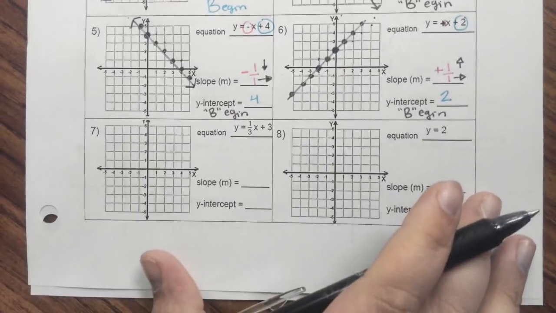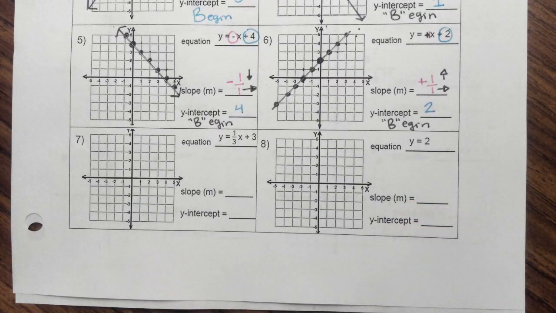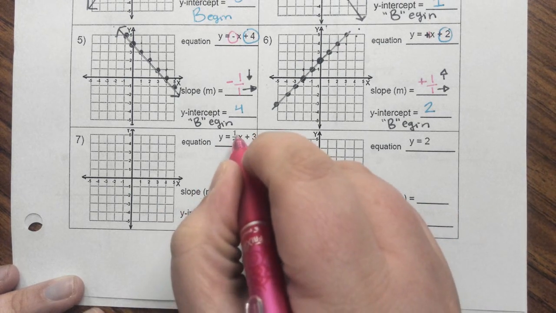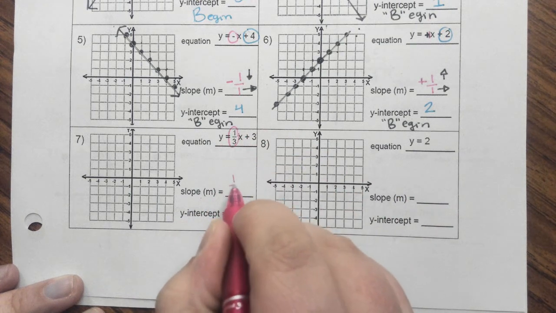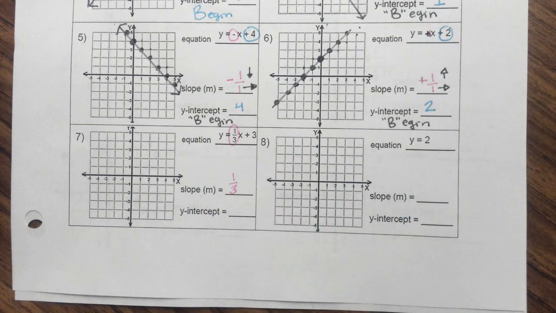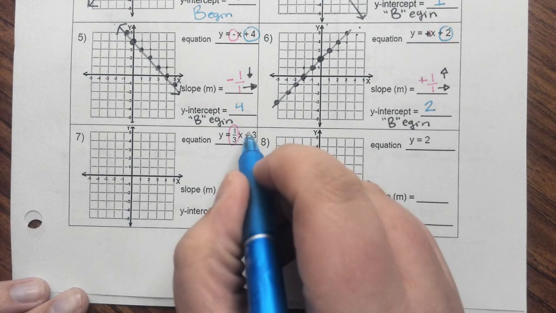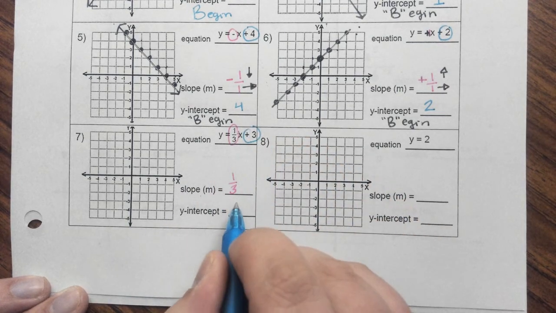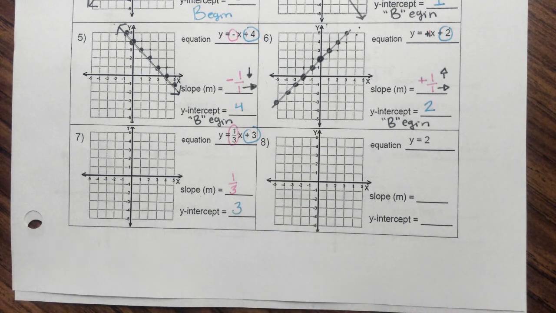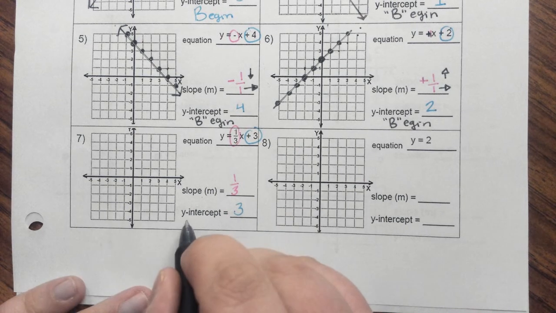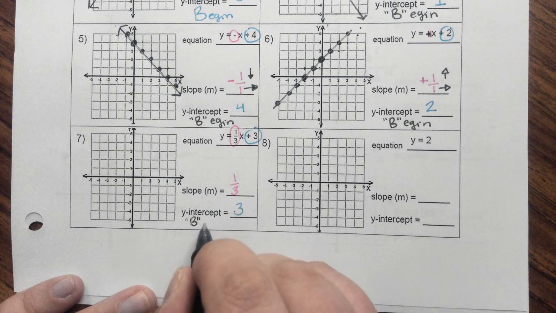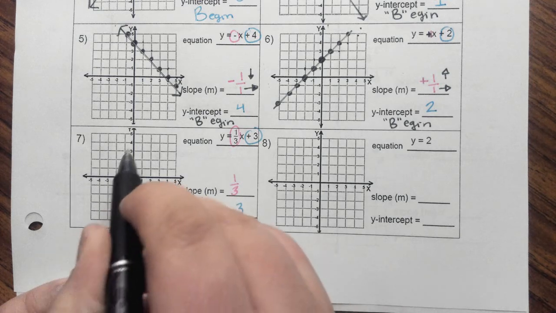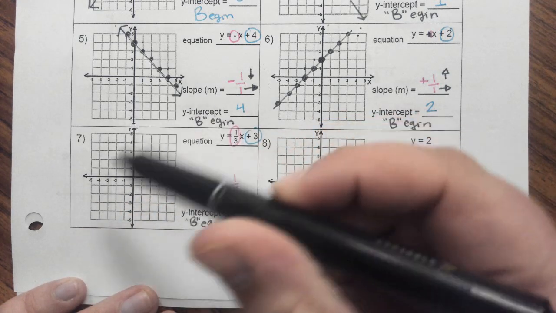Okay. Looking at example number 7, the slope is whatever number is in front of x, which is 1 over 3. The y-intercept is the constant and whatever sign is in front of it, so a positive 3. The y-intercept is b, so that tells us where to begin. I need to begin at 3. So on your y-axis, find 3.